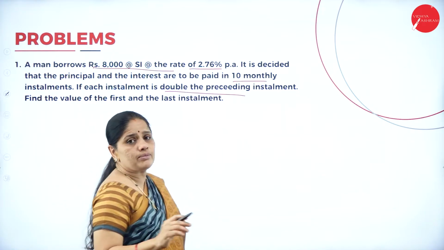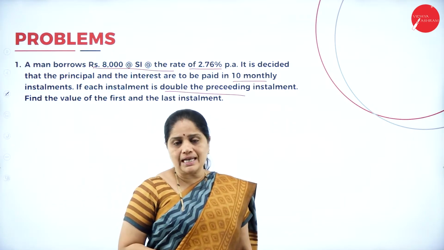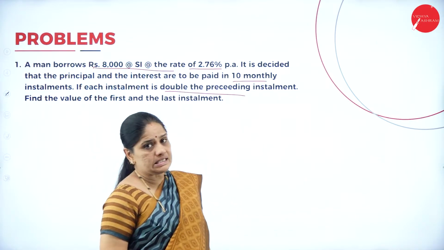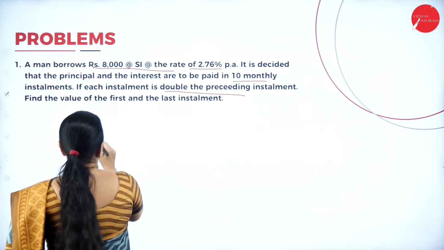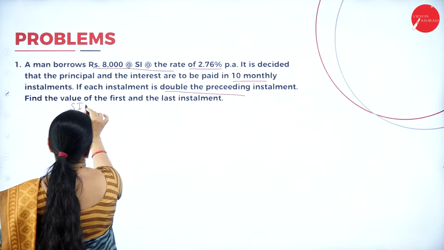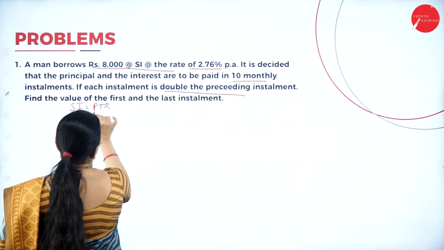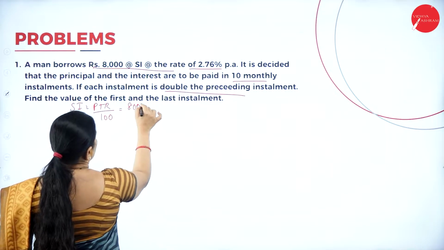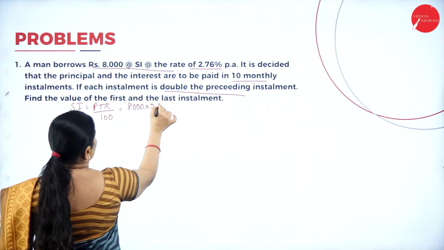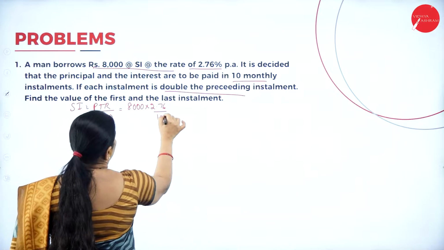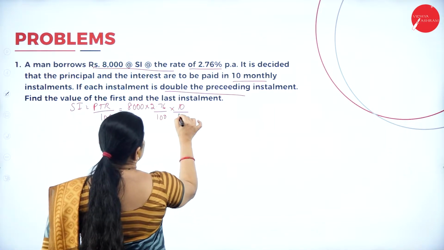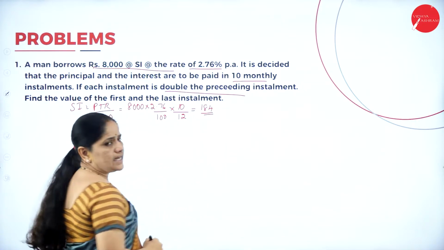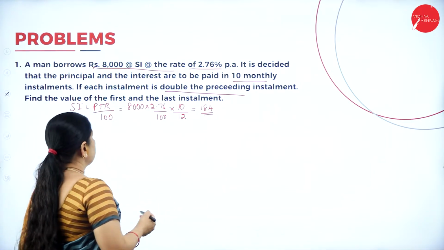So, this is a problem on simple interest. So, we have to calculate the simple interest and then find out the first installment and the last installment. So, let us find out the simple interest. So, simple interest will be PTR by 100. So, principal amount is 8,000 into R is 2.76 by 100 into T equals 10 by 12. So, I get the total amount as 184. So, this is the simple interest.